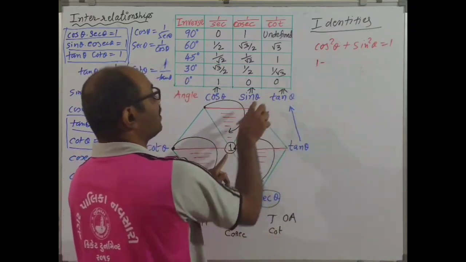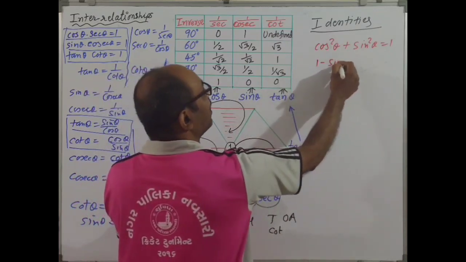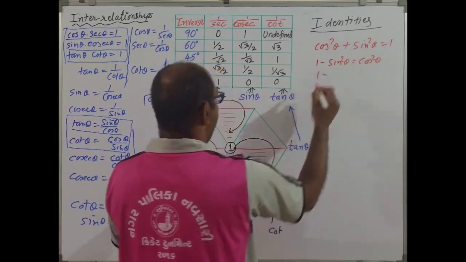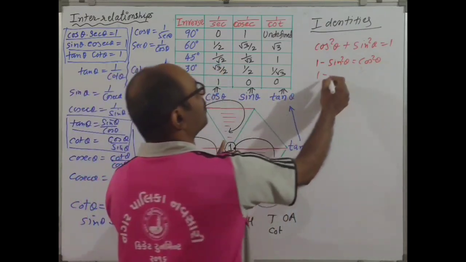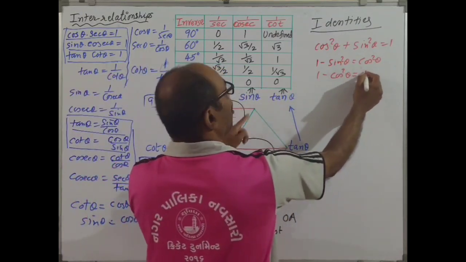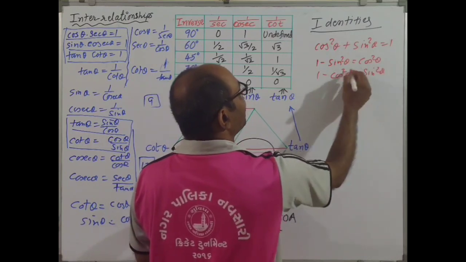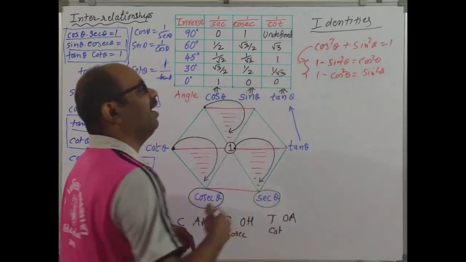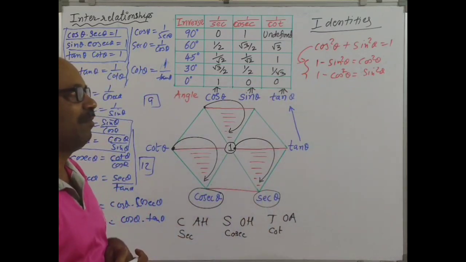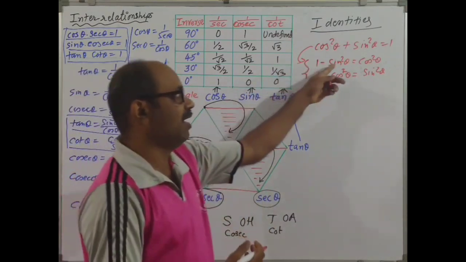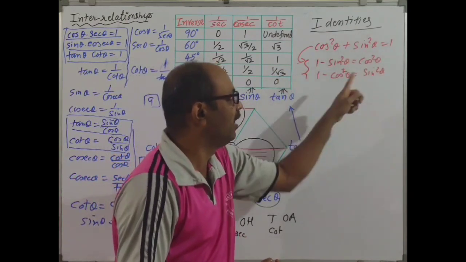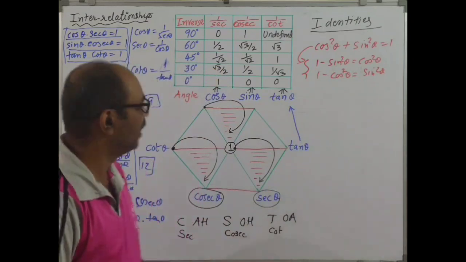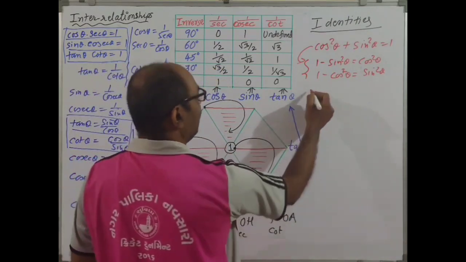1 minus sin square is equal to cos square theta, or 1 minus cos square theta is equal to sin square theta. ऐसे भी ले सकते हैं, एक्चुअली ये दो फॉर्म इसी में से मिलते हैं. cos square plus sin square plus 1 gives 1 minus sin square is cos square, इसको ये बाजू ले गए, and 1 minus cos square is sin square। चलिए नेक्स्ट आइडेंटिटी.